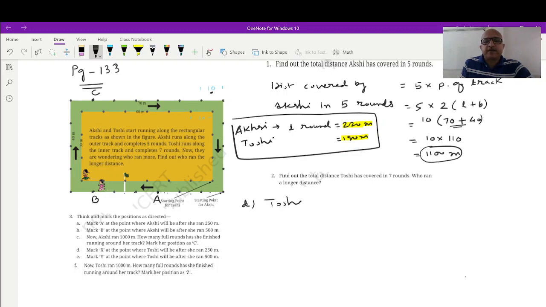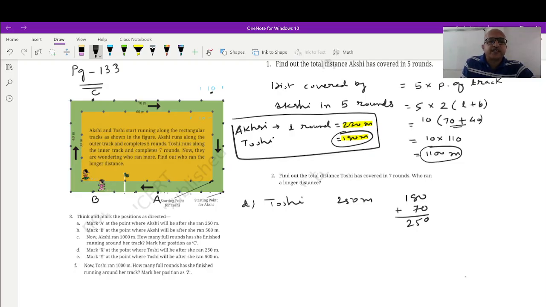Now here we are discussing Toshi and 250 meter. See, for Toshi in one round she covers 180. Yes or no? 180. So one round is 180. How much are we supposed to add to get 250? 180 plus 70 is 250. That means after one round we have to add 70. So one round will get over here. Again, in this direction, from here we'll add 70.